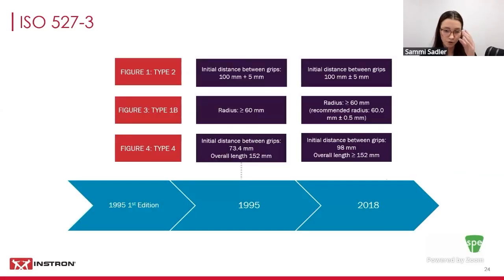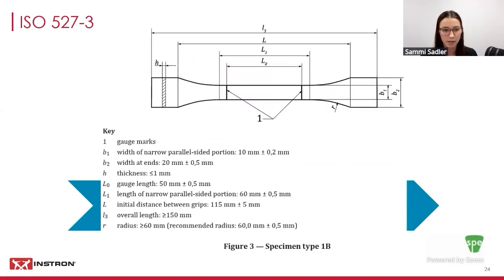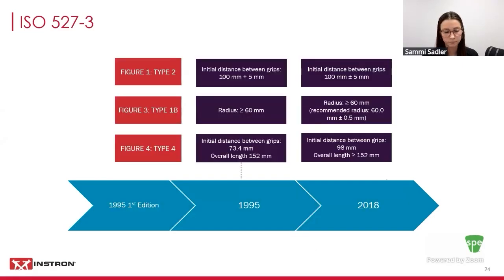And then figure 3, which is specimen type 1B, has also undergone a tolerance increase, adding the plus or minus 0.5 millimeters to its radius. And then figure 4, specimen type 4, has increased its initial grip separation from 73.4 millimeters to around 98 millimeters.